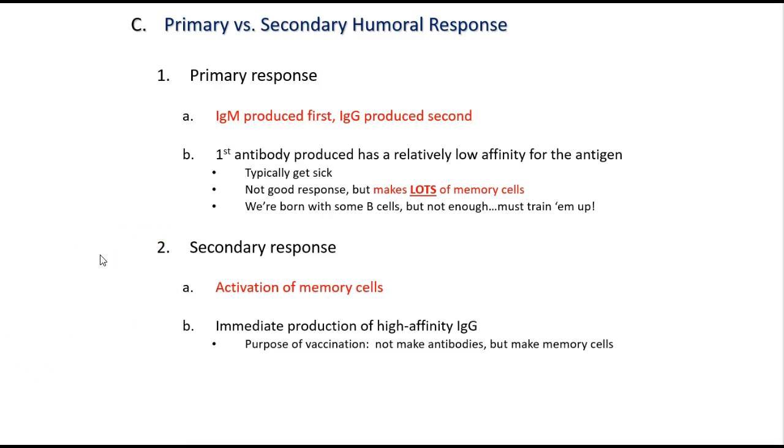The primary and secondary humoral response is going to be that we have those IgMs, those immunoglobulin Ms, and IgG produced. They'll be in low numbers at first. Typically you get sick and then you feel better. It's because you're making lots of memory cells and a lot of antibodies, and they're killing those items off. And the second response later will be, if you see it again, you can kill it off. So let's look at this process.